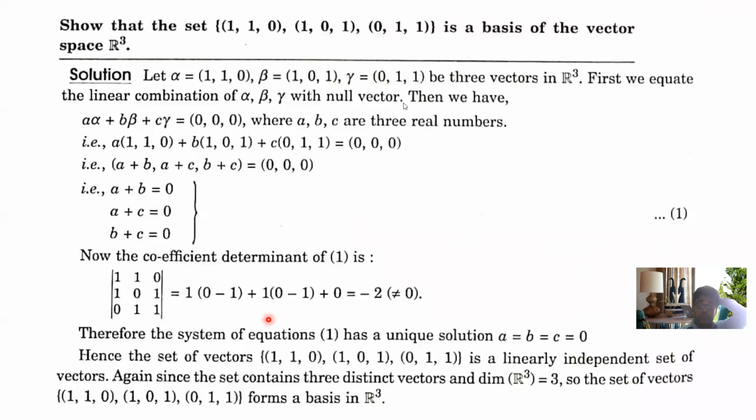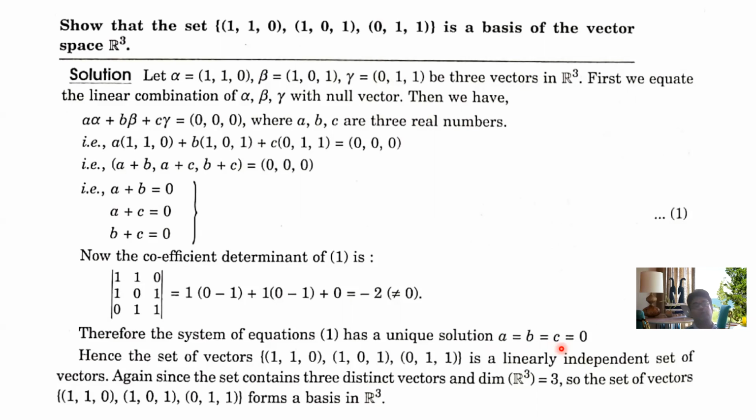Now, therefore, if we compare the coefficients, the A coefficient is 1 1 0, the B coefficient is 1 0 1, and the C coefficient is 0 1 1. If I simplify, that is 1 into (0 minus 1) minus 1 into (0 minus 1) plus 0, which gives minus 2, that is not equal to 0. So the system of equations has a unique solution by using Cramer's rule: A equals 0, B equals 0, and C equals 0.